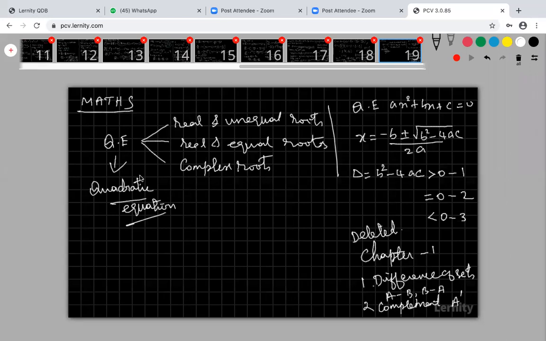This chapter that you are teaching, this chapter is complex number. See, the fifth chapter is complex number and quadratic equation.